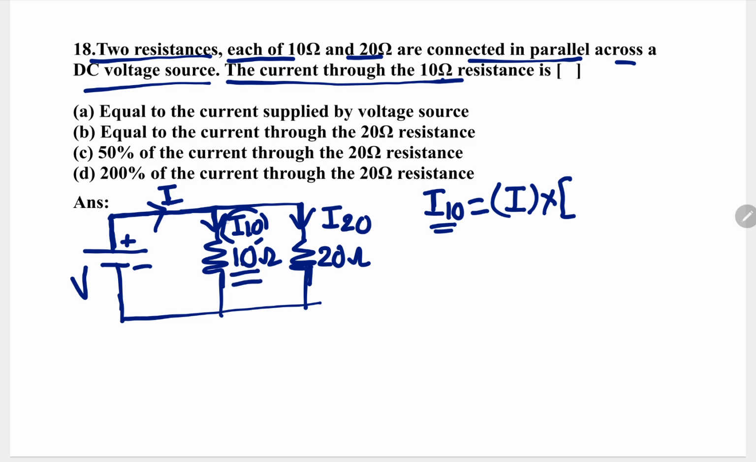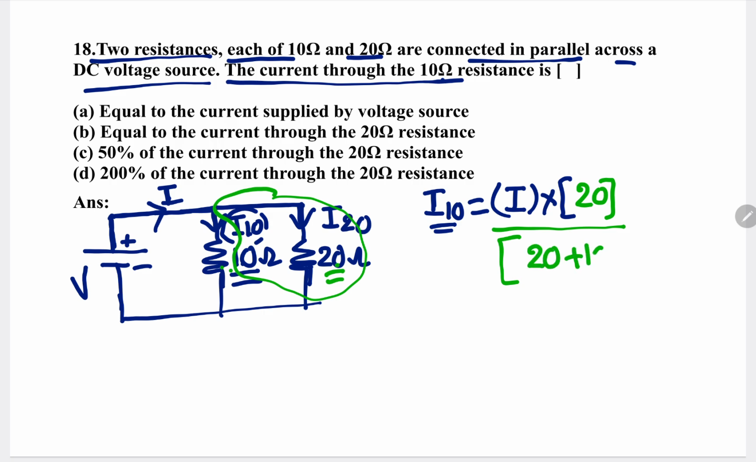To the 10 ohm, what is the parallel branch resistance? It is 20 ohm, so the opposite resistance is 20 ohm, divided by the sum of resistances of the branches which are connected in parallel. 20 ohm and 10 ohm are both connected in parallel. Sum of those resistances: 20 ohm plus 10 ohm. So what is the value?